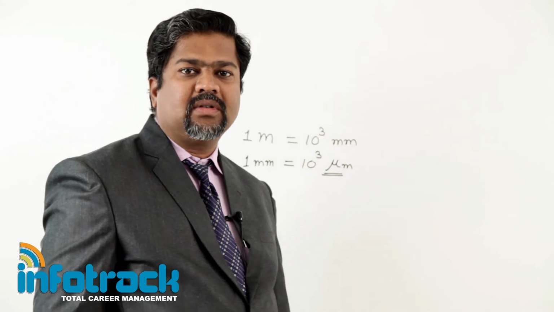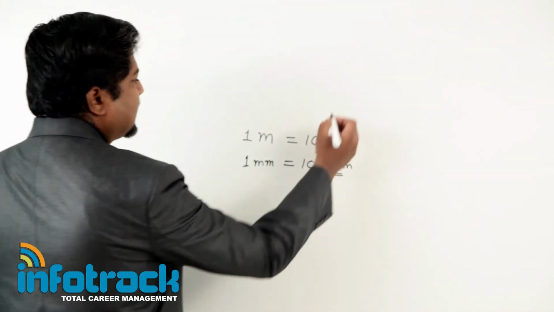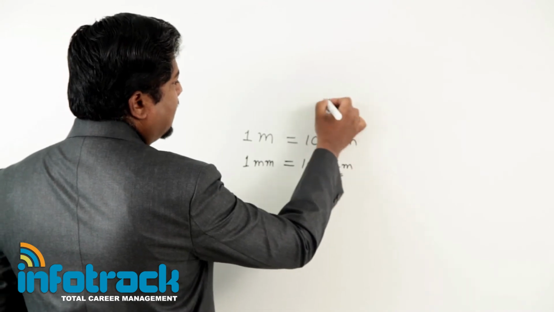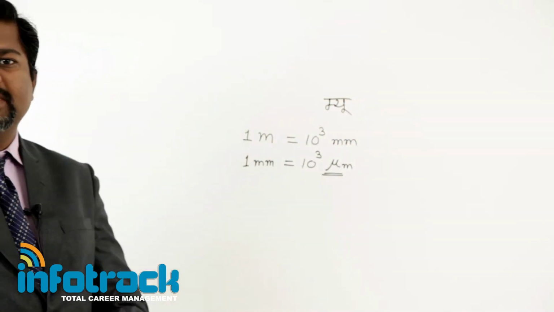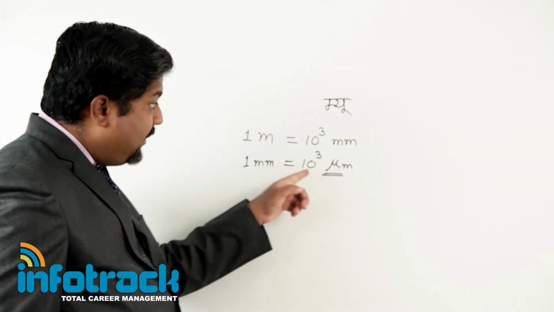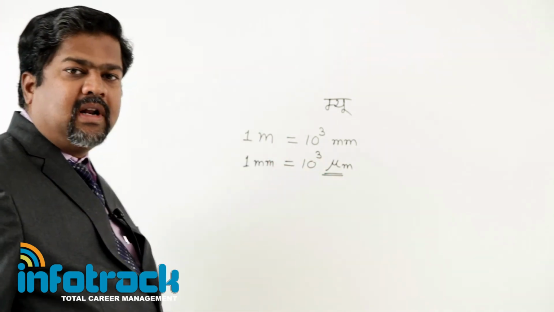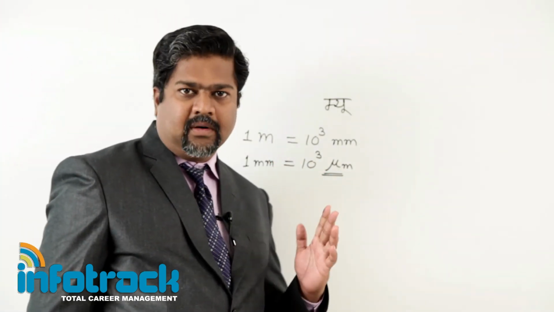I am revising pronunciation, this is pronounced as mu. In Devanagari script I can pronounce this as mu. So here I am pronouncing this as mu, but generally it is said micrometer.